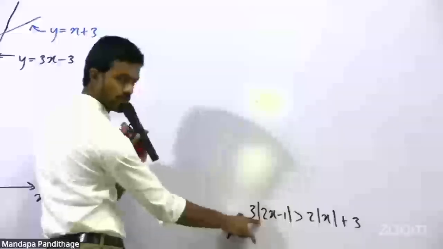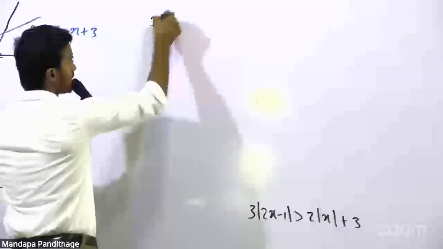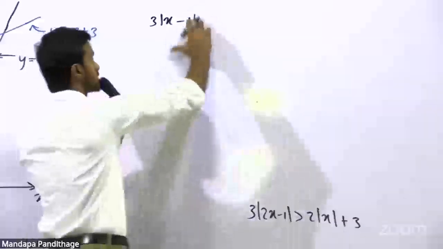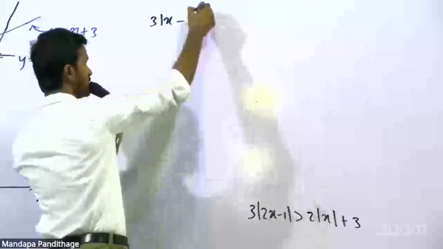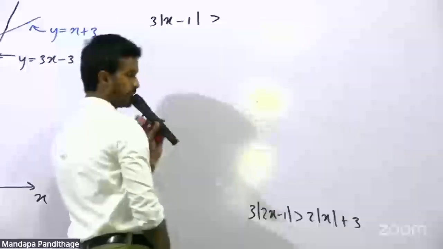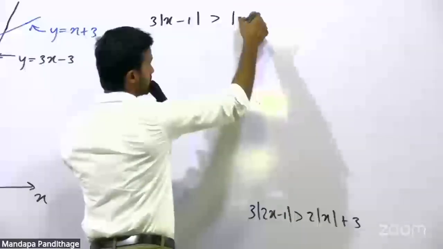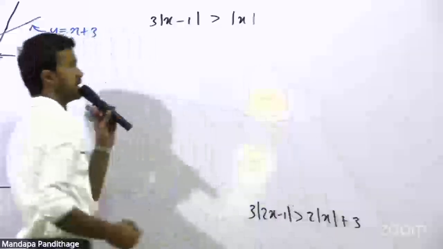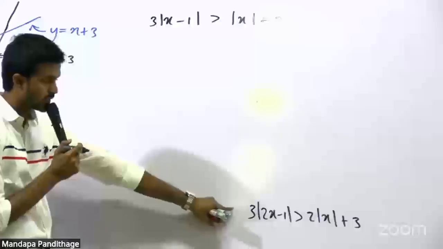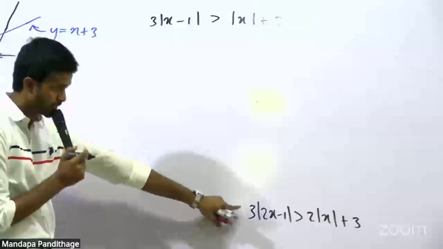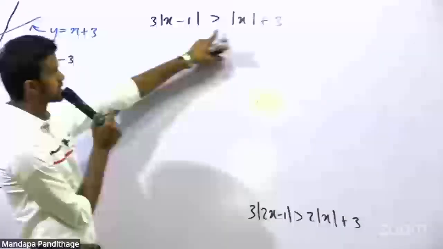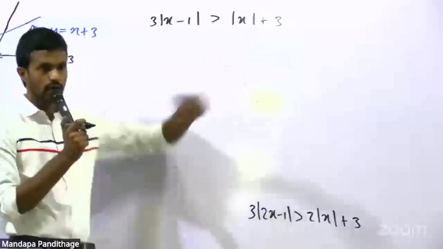You don't know this one, but you know 3 times modulus x minus 1. That you know. So just looking at this, write the function that you have sketched. This is greater than, I don't know this 2 times this one, but I know modulus x plus 3. So that's why I told you, after sketching this graph, this is the inequality that you have been given to solve. Forget about this one, but looking at this, write the inequality using the functions that you have drawn. Is it clear?